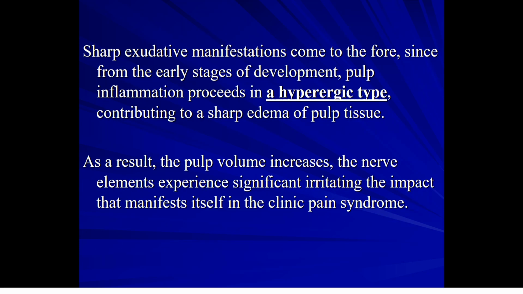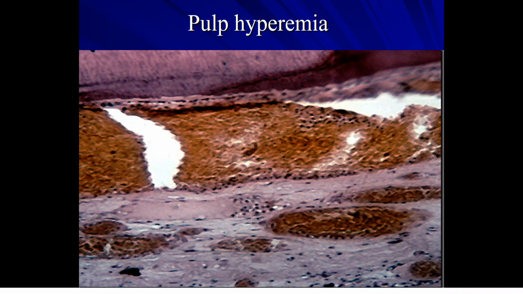Sharp exudative manifestations come to the fore, since from the earliest stages of development, pulp inflammation proceeds in a hyperergic type, contributing to a sharp edema of pulp tissue. As a result, the pulp volume increases, the nerve elements experience significant irritation, the impact of which manifests itself in the clinic as pain syndrome. You see the histological preparation of pulp hyperemia.